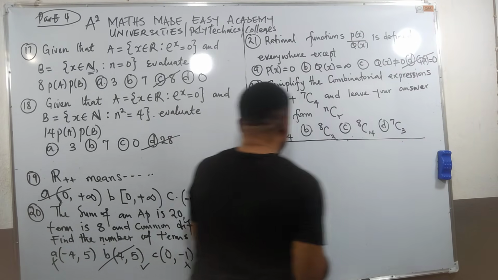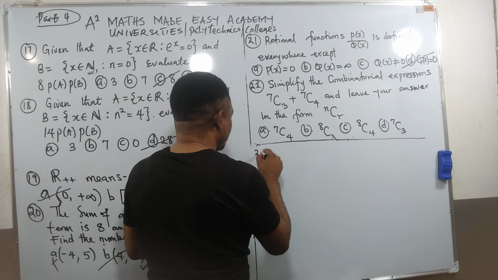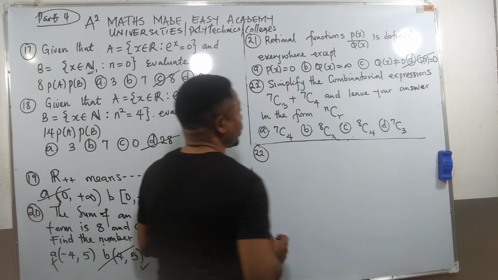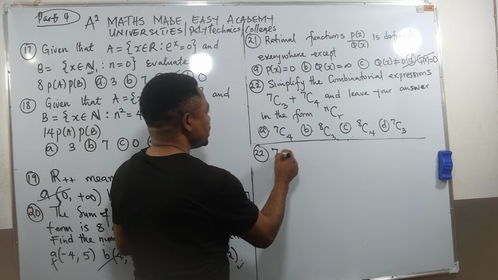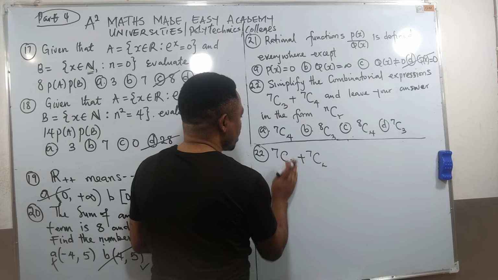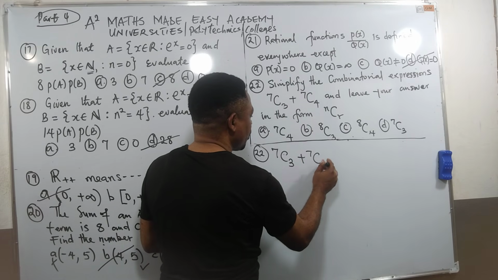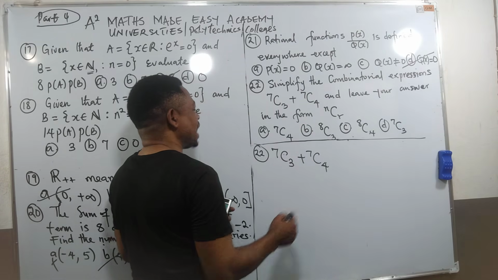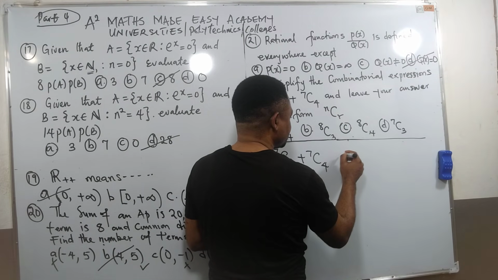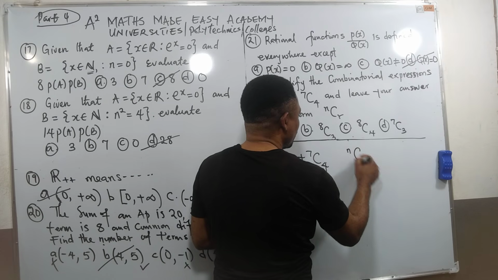Now let's go to question number 22. Question number what? 22. I want you to watch. Hope you are following. Number 22. The question says simplify the combinatorial expression. And what is it? 7 combination 4 plus 7 combination what? 7 combination 3 plus 7 combination 4. And let us do it. And they said after doing that, we should express it in the form of what? In the form of 8 n combination r.